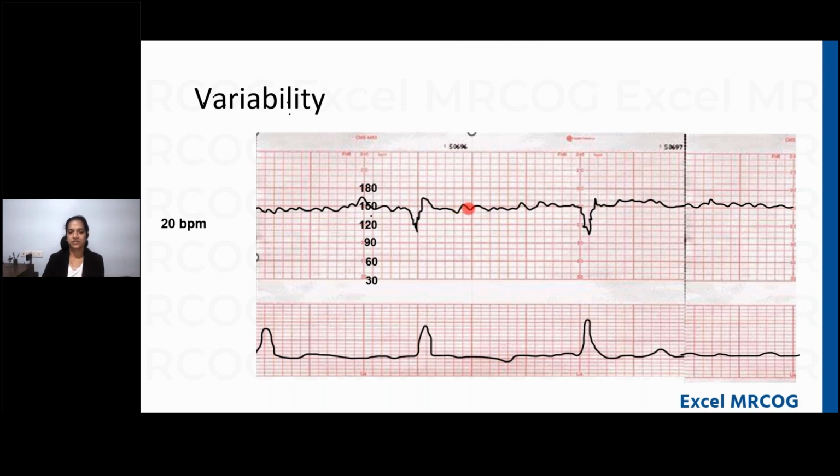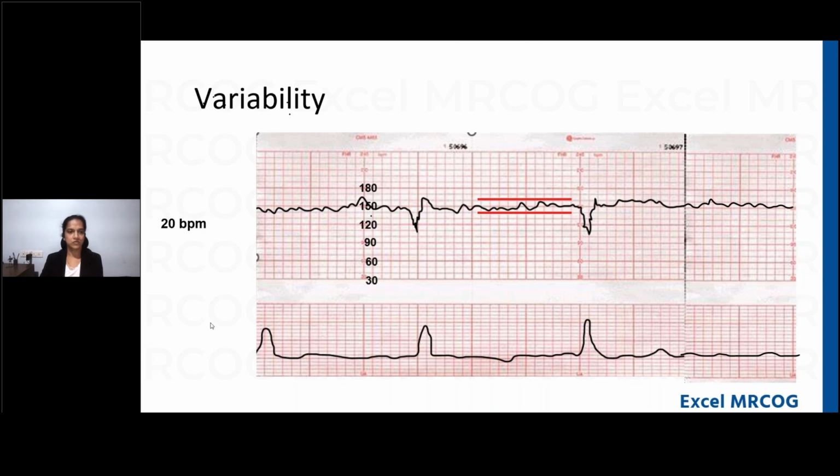So what I am trying to say is that it is these oscillations in the baseline that you would check when you are looking at baseline variability. All right. So here, I'll show you the variability. This to this. Can you see that? So this is the baseline variability, which is approximately 20 beats per minute.